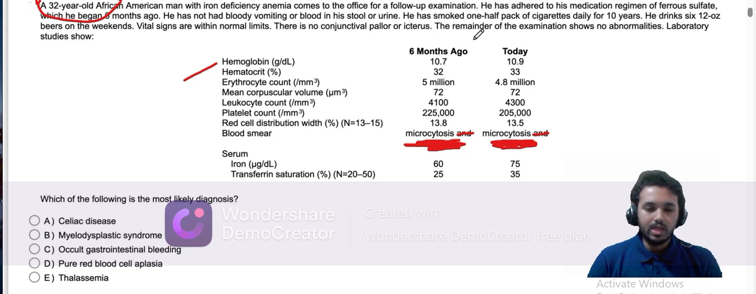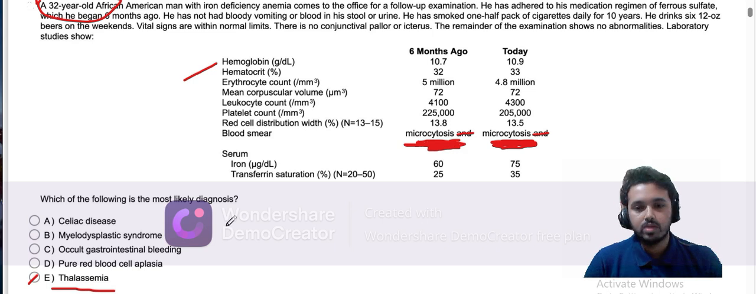So the last option is thalassemia. So the correct answer is thalassemia. Why thalassemia? The main reason I chose this question is that in every exam, Step 1, Step 2, and all types of medical exams, it is a burning question: thalassemia, how to differentiate thalassemia and iron deficiency anemia. It is so difficult in an exam in a very short time, so there is a trick.